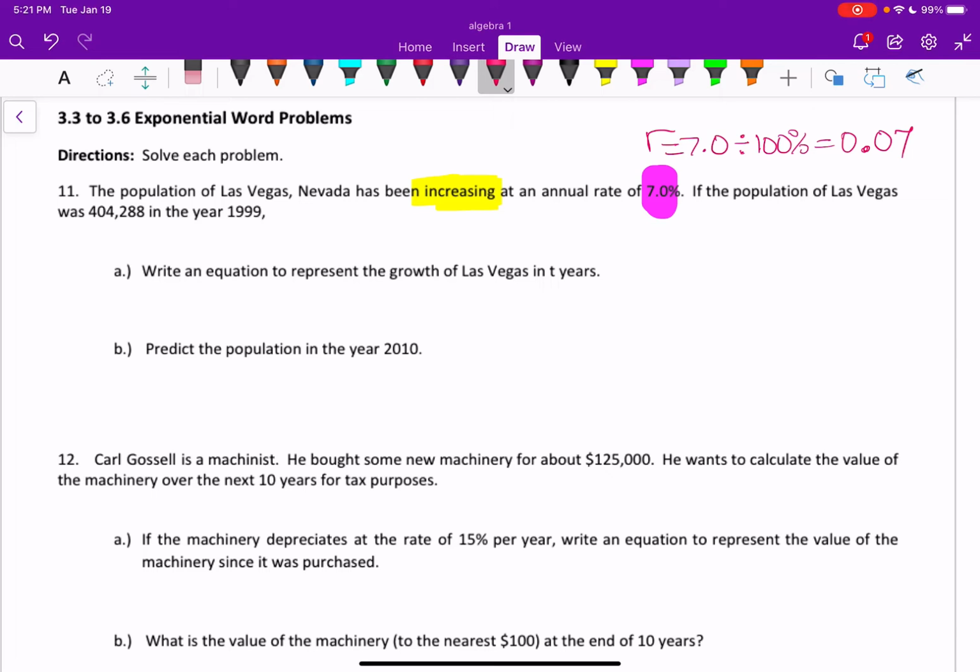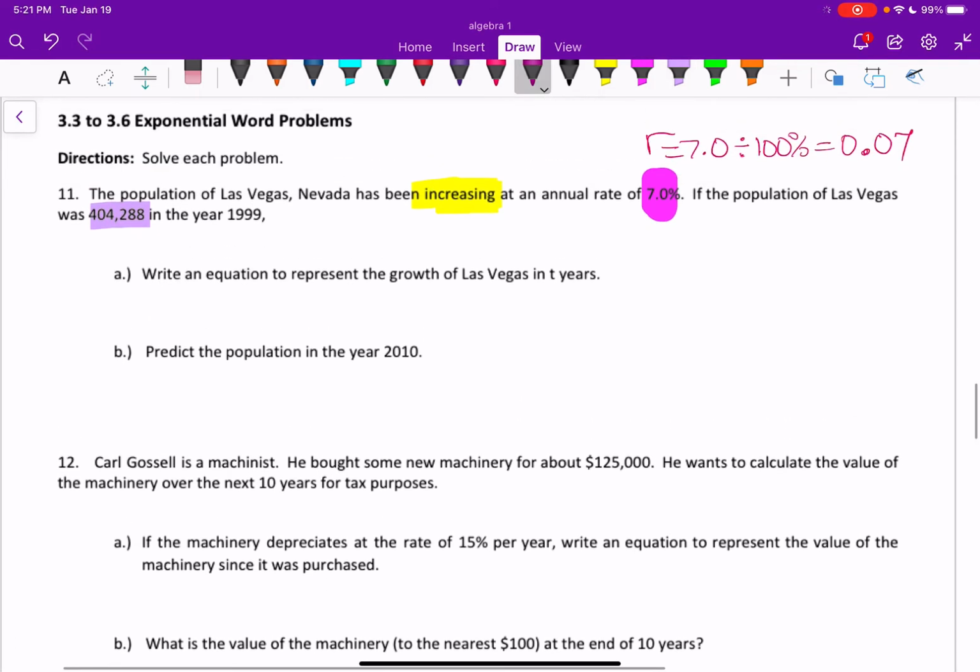If the population was 404,288, well, that's our start. So that's our initial. Right in the year 1999, A says write an equation to represent the growth. Okay, well, that tells us we're talking growth. If I need to know between growth and compound interest, I have to see the word compounded or compound interest. If you don't see the word compound or compounded, it's a growth. If you see the word decrease, that's automatically decay.